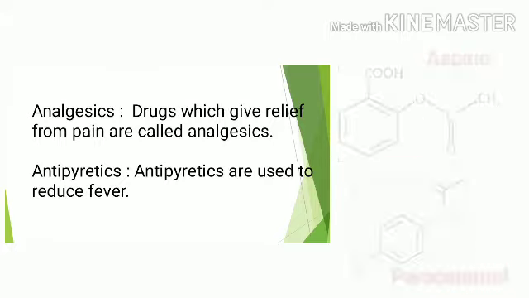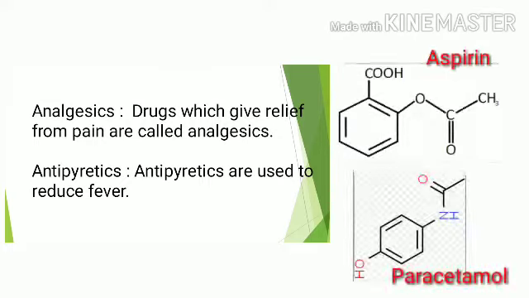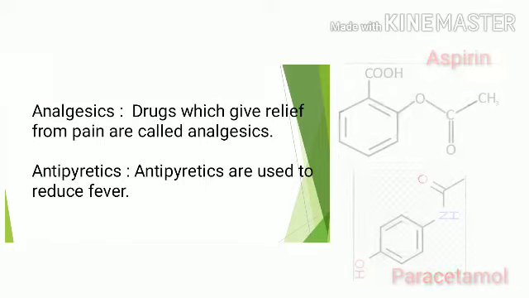Let us see a few types of drugs. Analgesics: drugs which give relief from pain are called analgesics. Aspirin and paracetamol we have taken as examples of analgesics. Antipyretics are used to reduce fever.